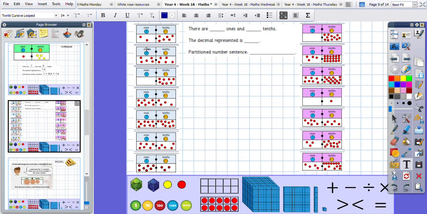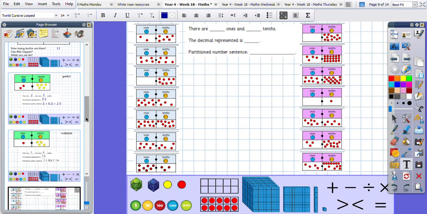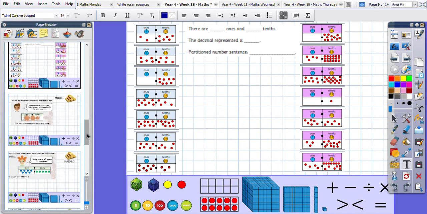Okay, so here are your bronze questions, and they are on a separate PDF on the website if they are too small. And here are your silver questions. Now your silver questions are going to involve exchanging, which is what we've just looked at. So you will have too many tenths, so you'll have to remember to exchange them for some more ones. Okay, so pause the video and start bronze or silver now.